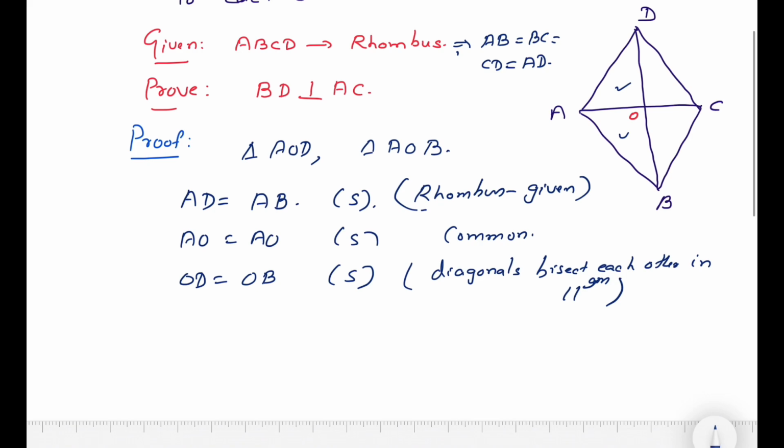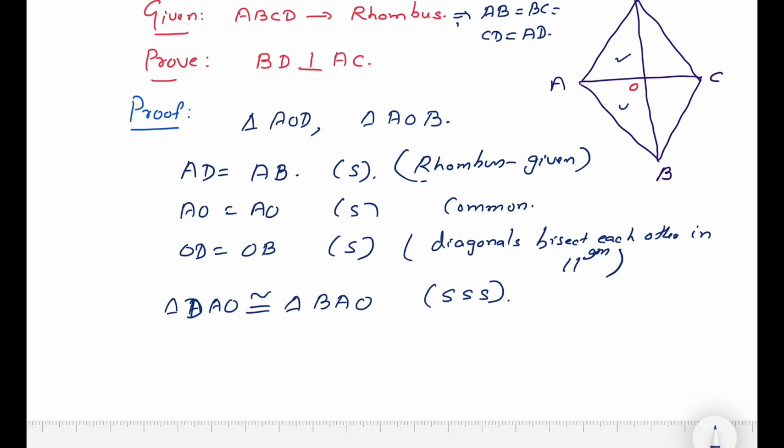Therefore, triangle, we started with AD, no? So we will start with D. Triangle DAO is congruent to triangle BAO. Write it in the same sequence. Now we can say angle AOD is equal to angle AOB, CPCT.